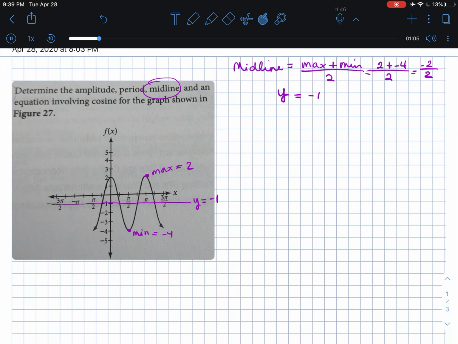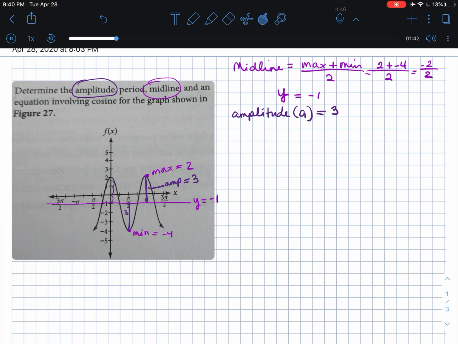Now, given the midline, we will be able to find the amplitude. Amplitude is from the midline going up to the maximum. So in this case, amplitude is equal to 1, 2, 3. So it's 3. Or from the midline going down to the minimum, also 3. So our amplitude, call it A, is equal to 3.